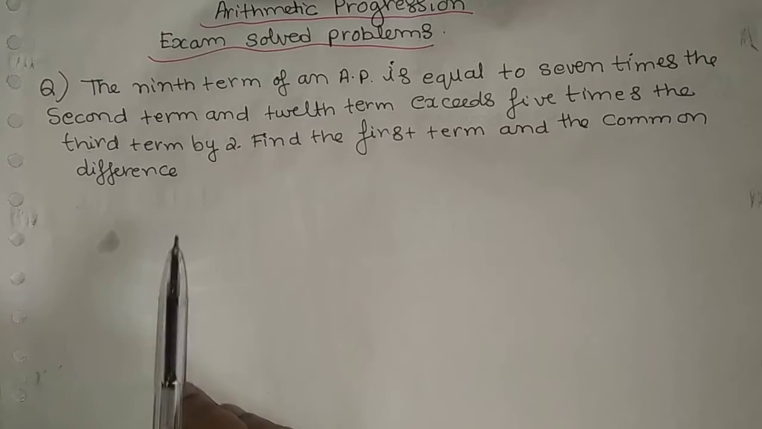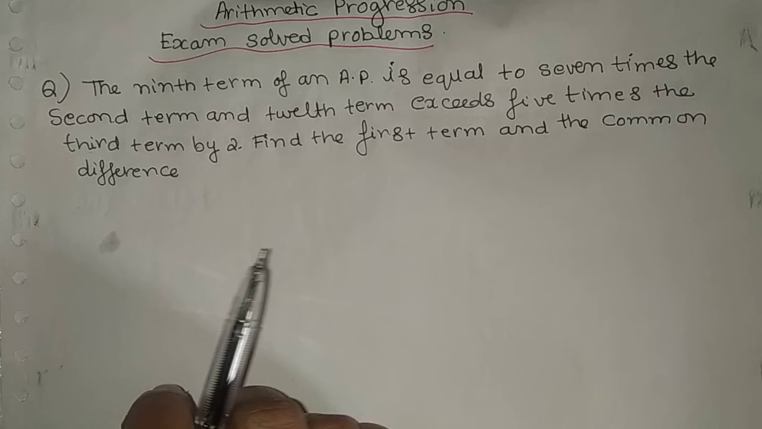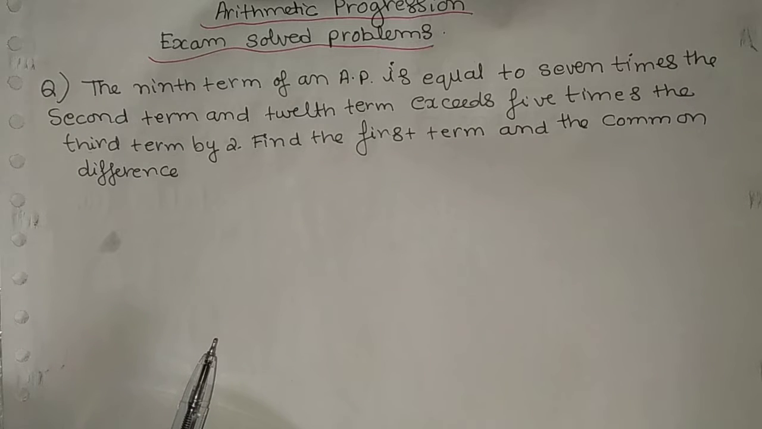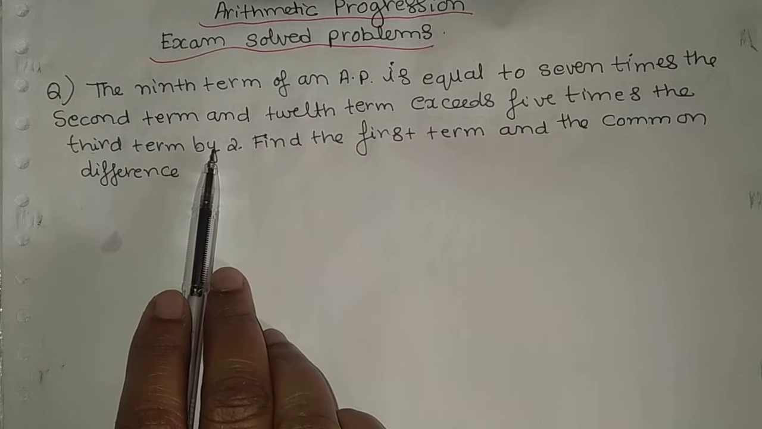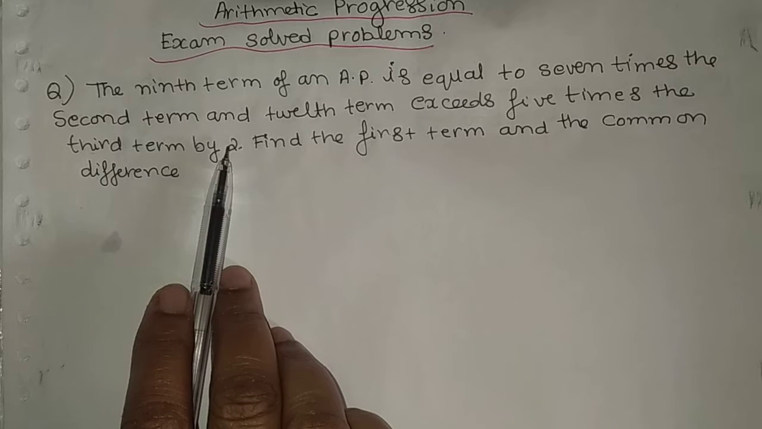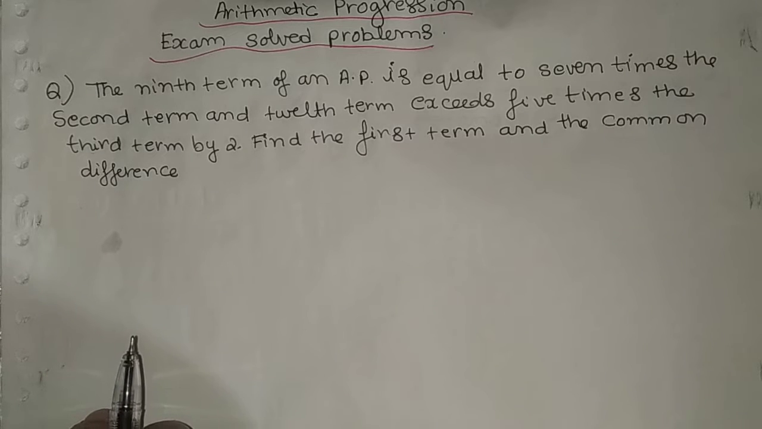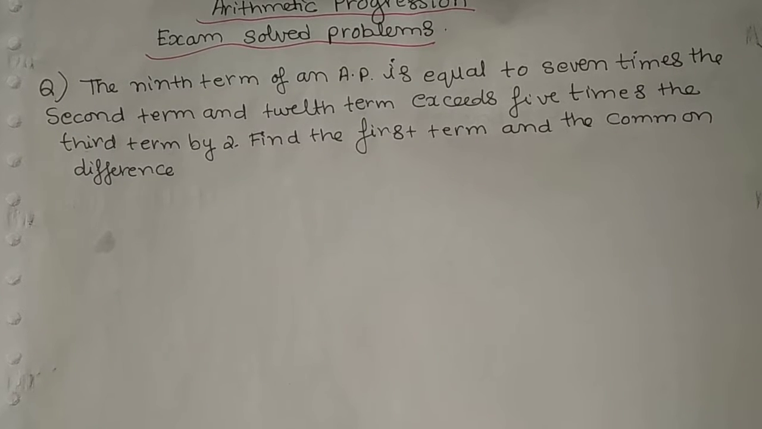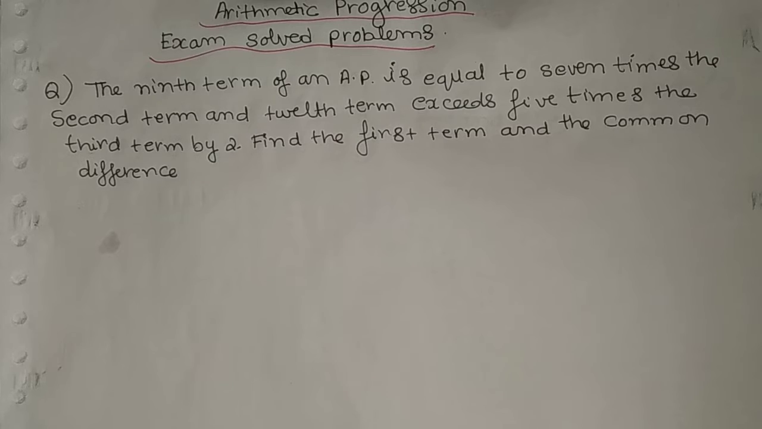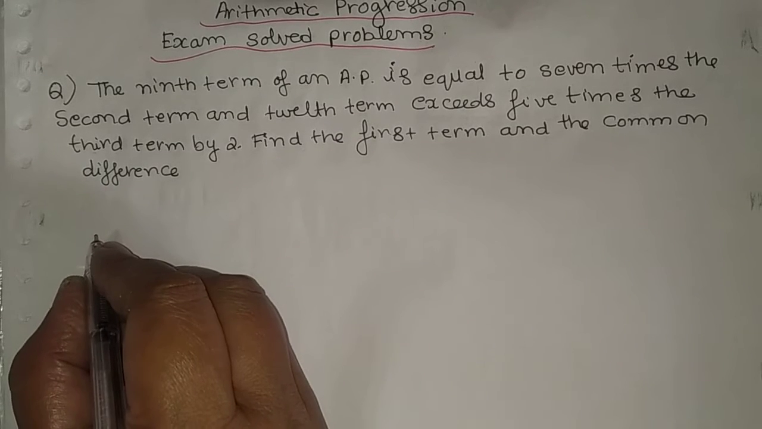Here the first question is, in this class the ninth term of an AP is equal to 7 times the second term, and the 12th term exceeds 5 times the third term by 2. Find the first term and the common difference. So now we just see what are the data given here.